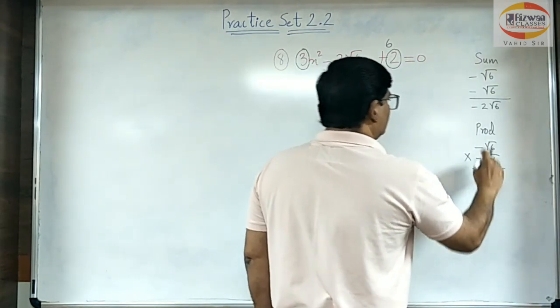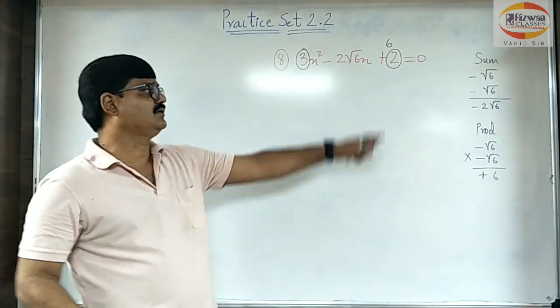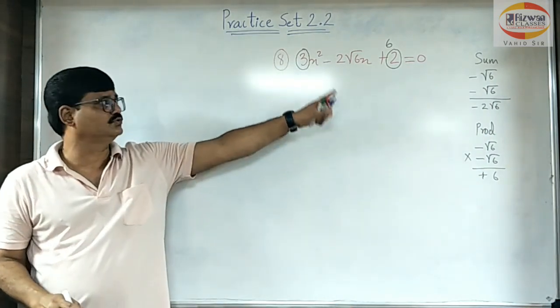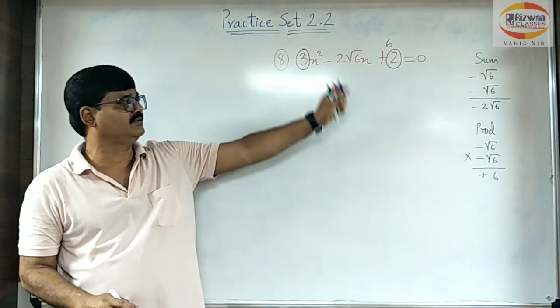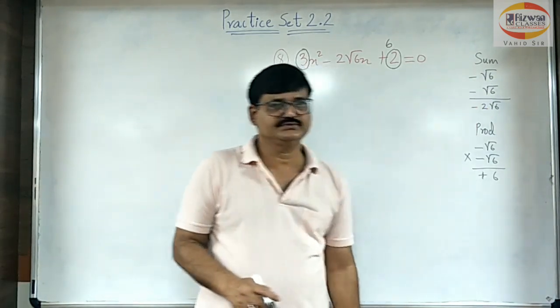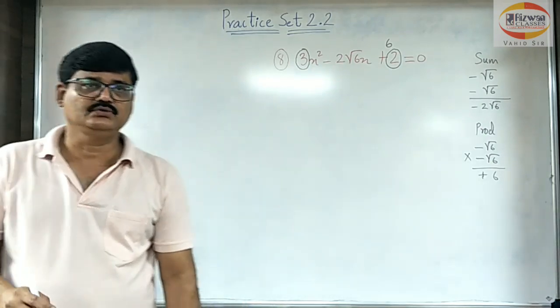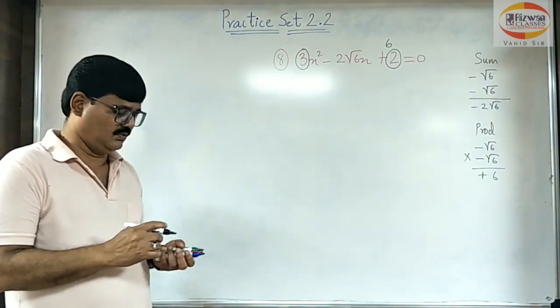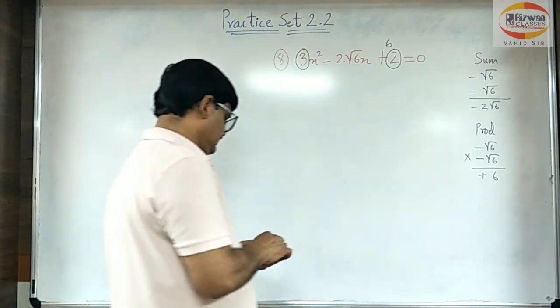So that means when I multiply, I am getting plus 6, and when I add, you can see that minus 2 root 6. Both the numbers are minus, so you have to add and you will be getting minus 2. Here there is no number, which means 1 and 1, 1 plus 1 is 2. That is what you are getting: minus 2 root 6. That means my factors are okay.